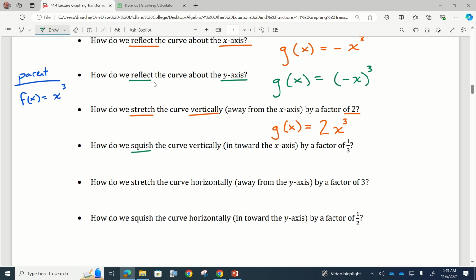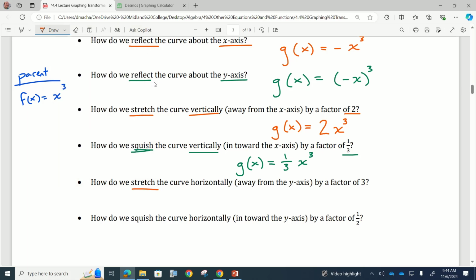How would I squish the curve in the vertical direction by a factor of 1/3? Yep. So if I multiply by 1/3, just like I wrote down, now every point along the curve is going to be 1/3 the distance away from the x-axis. So it's going to get closer, it's going to get squished in the vertical direction.